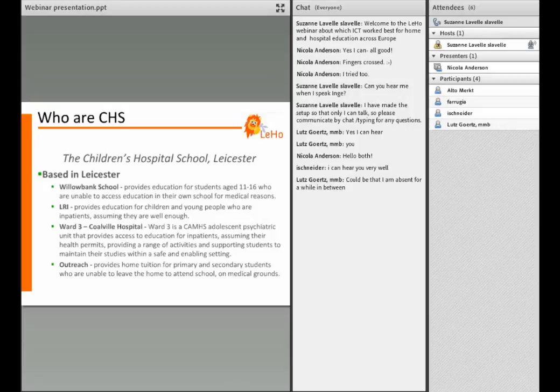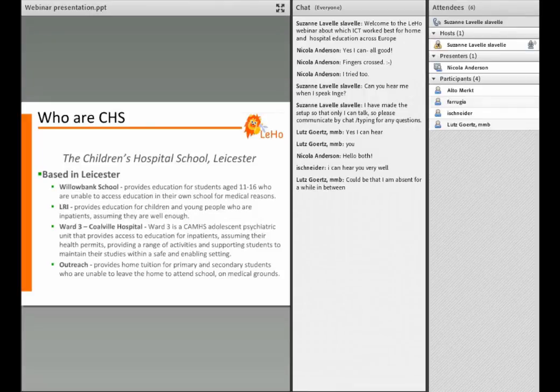And it provides activities that support their students to maintain their level of education while they are not well enough to go to school. And then based at Willowbank as well, we have an outreach provision. This provides home tuition for students both at primary and secondary level who are not able to leave home for medical reasons. So they might have their leg in plaster, or they might have severe anxiety and not be able to leave the house. They could have agoraphobia or something like that.